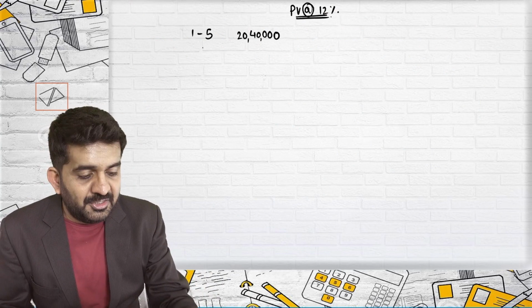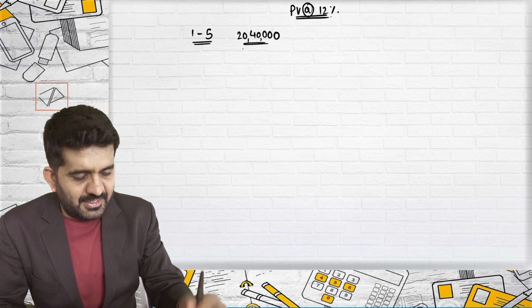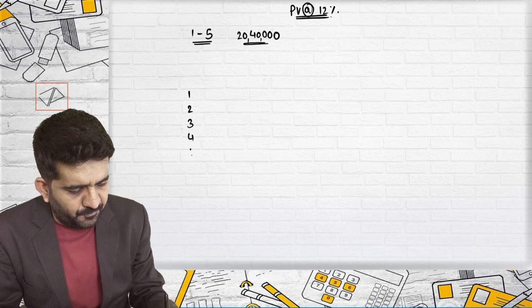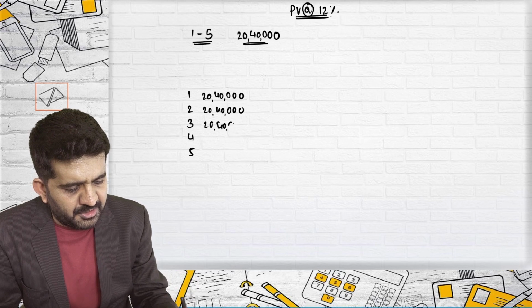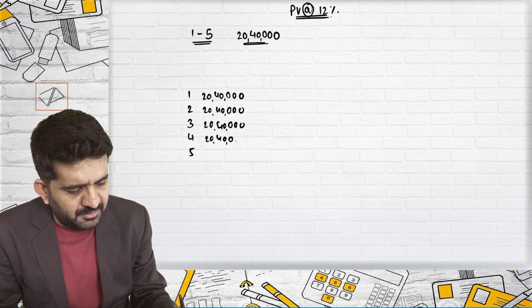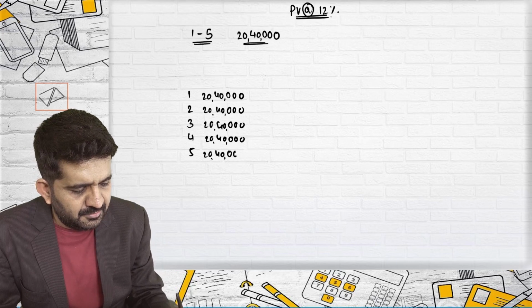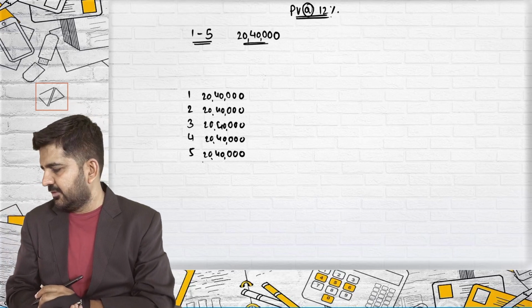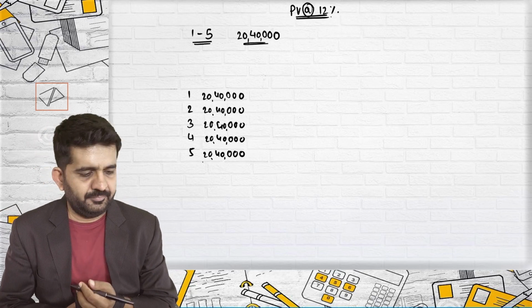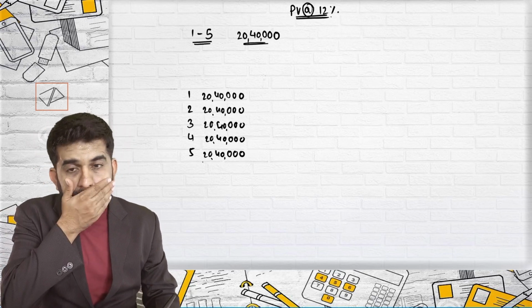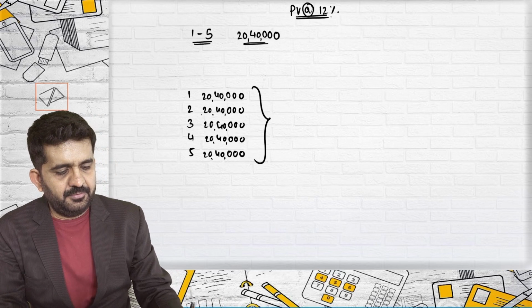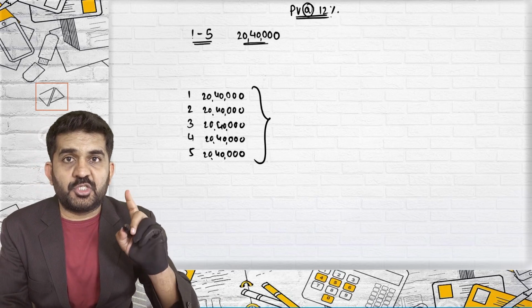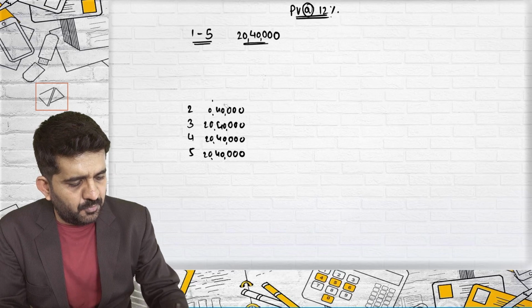Try to understand what this denomination means. 1, 2, 3, 4, 5, and the cash flow is 20 lakh 40,000 in each year. Is it all right? And you need to find out the present value of this at the rate of 12%. So you should not confuse that this is a cash flow only at the end of the 5th year. This is the cash flow for all the years.